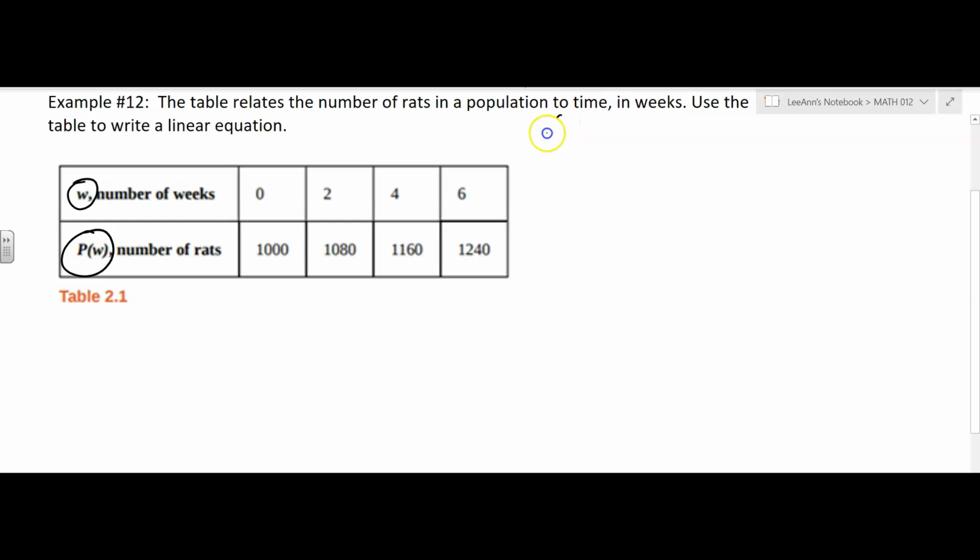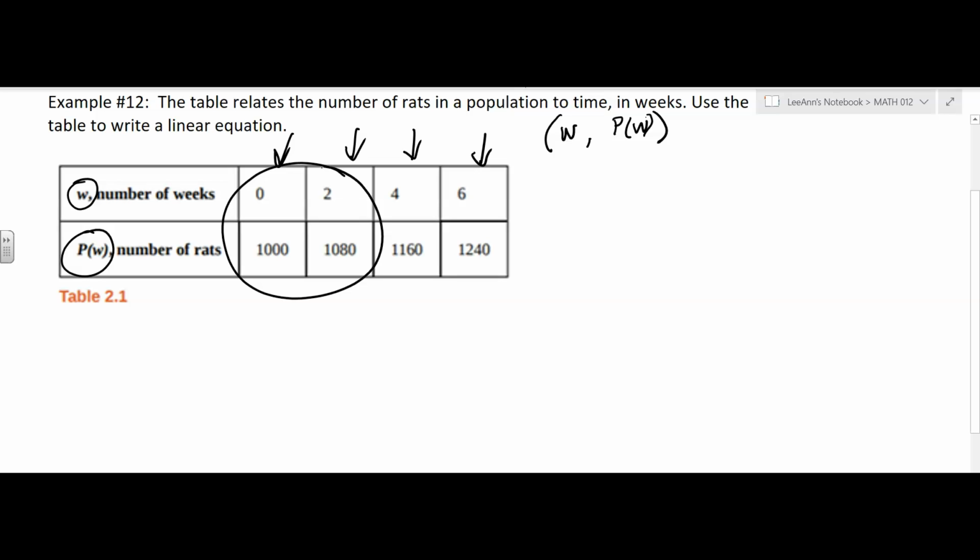When you're thinking about ordered pairs, it's the W for the input and the P of W for the output. It's supposed to be a parenthesis. Now in order to do this, we would need two ordered pairs to get the slope, right? It doesn't matter which two ordered pairs you pick. You have one here, one here, one here, one here. You could pick the first one and the last one, but I'm just going to pick these two because the numbers are smaller.